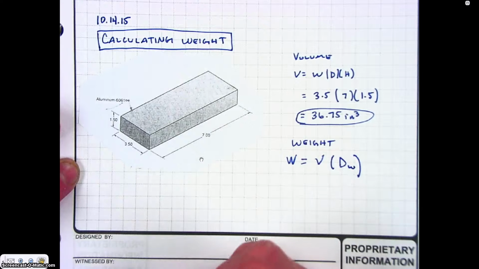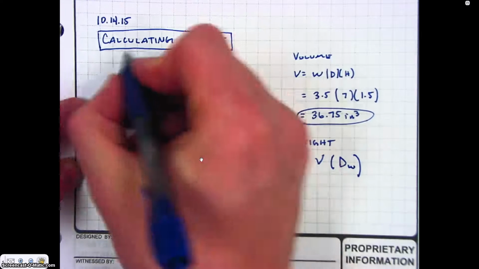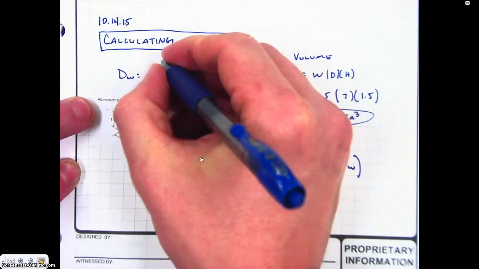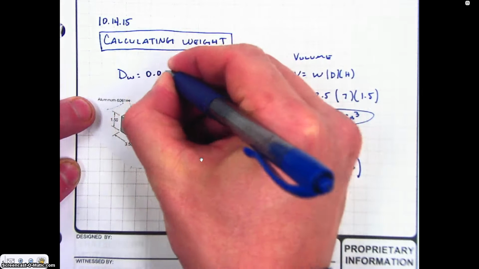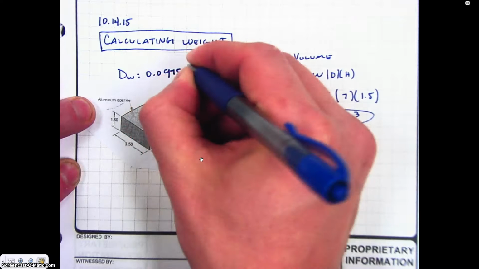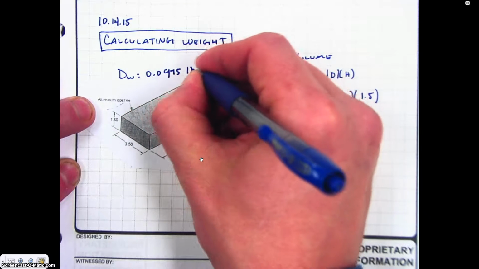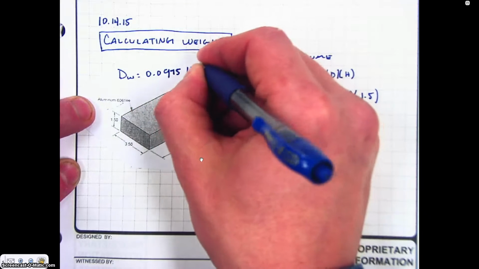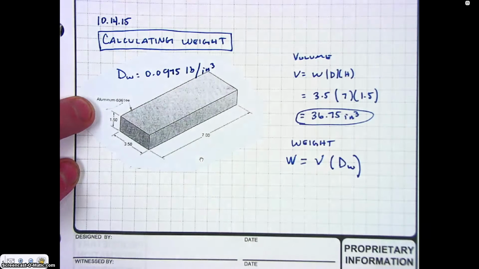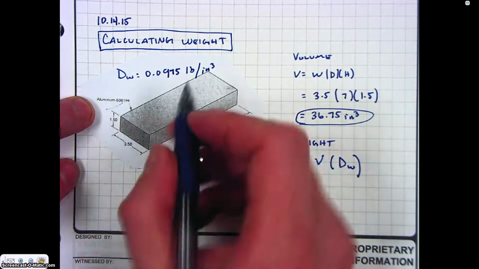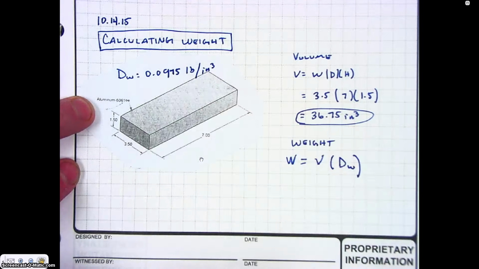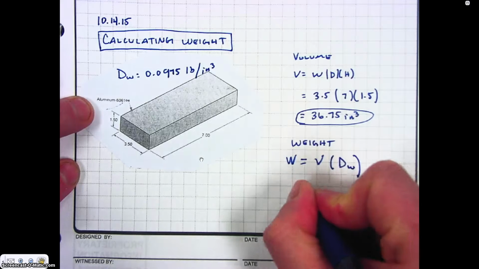Our object is made out of 6061 aluminum. The weight density of aluminum is 0.0975 pounds per cubic inch. So what that means is every cubic inch, so if we have a 1 by 1 by 1 cube, it's going to weigh 0.0975 pounds. All right? So we plug those numbers into the formula.